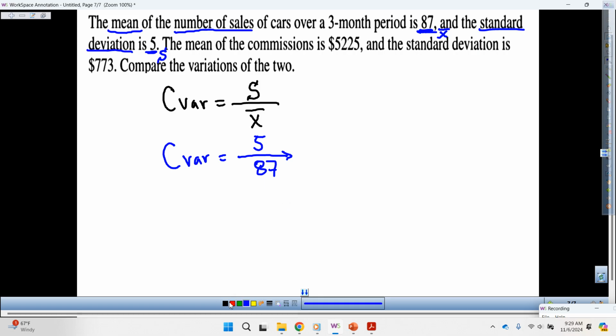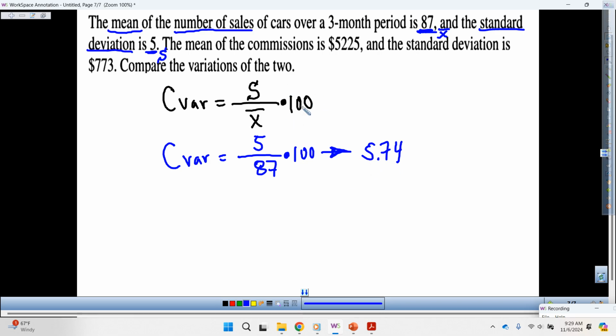Oh, what are we missing, by the way? Sorry. What was I missing here? Times 100. All right. So calculators calculate. 5 divided by 87 times 100. And we get, Jay, pass them one. Darian, what'd you get? What is it? 5.7? 5.74.